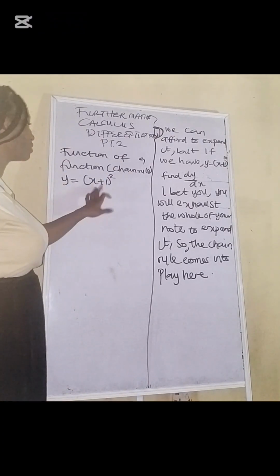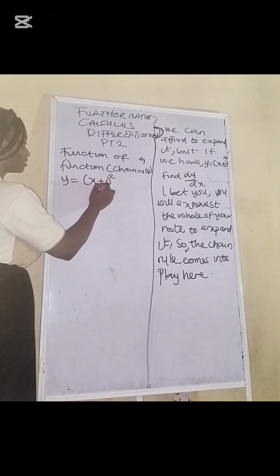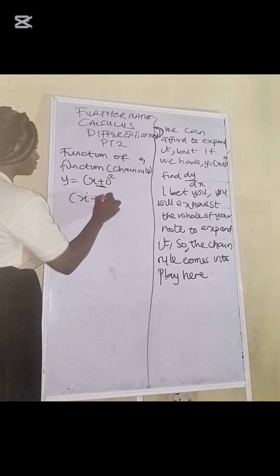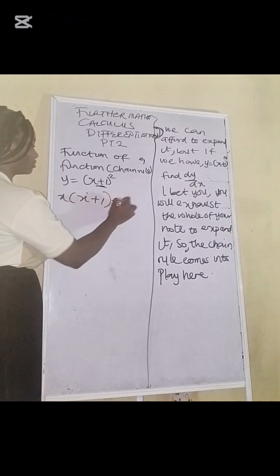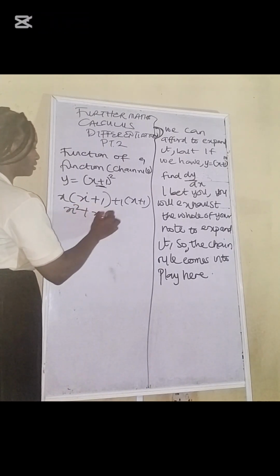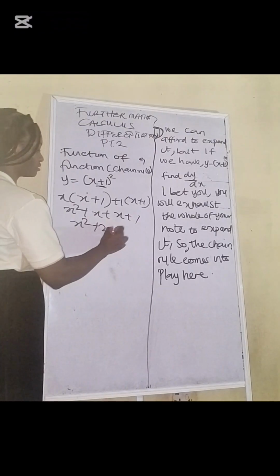Say y equals (x + 1) raised to power 2. Let's do the normal stuff now. We expand this: we have (x + 1)(x + 1). So this is x squared plus x plus x plus 1, that's x squared plus 2x plus 1.